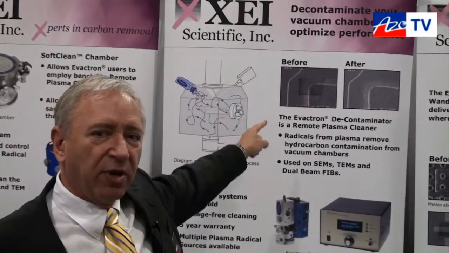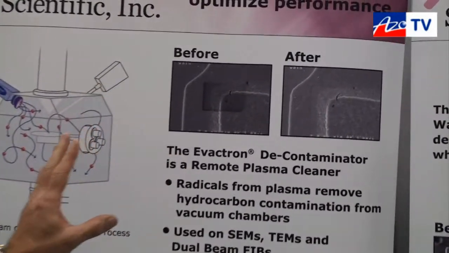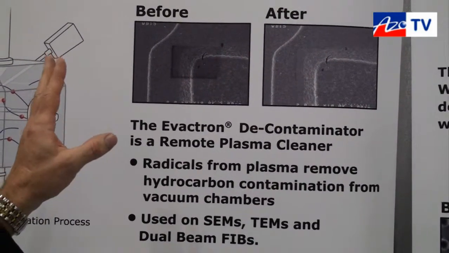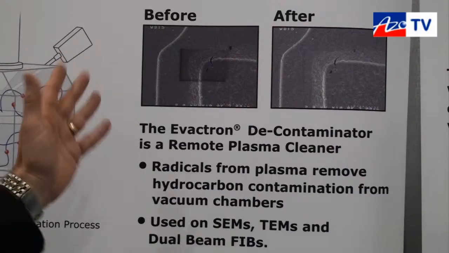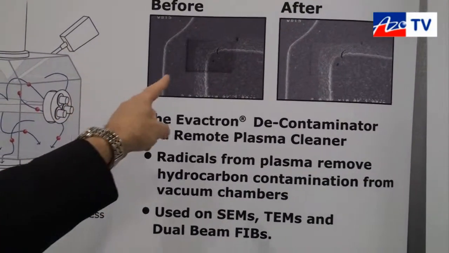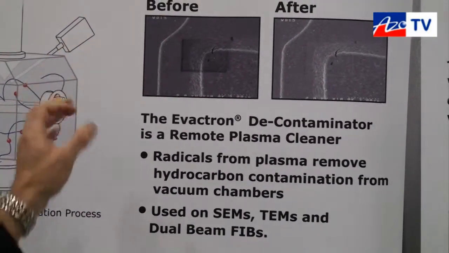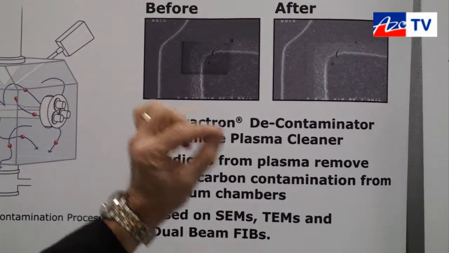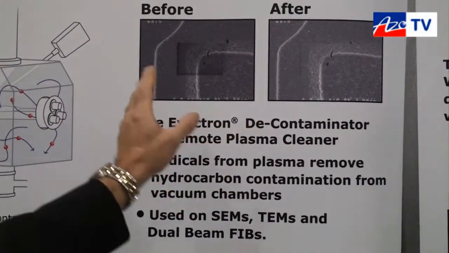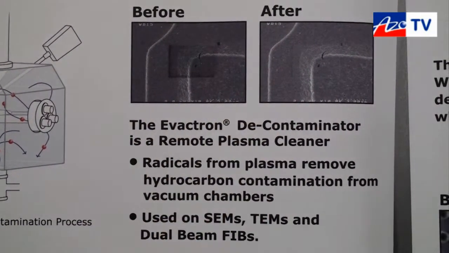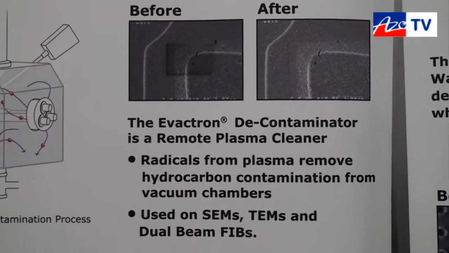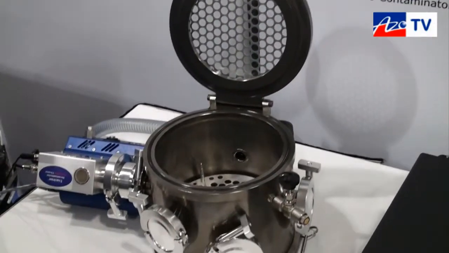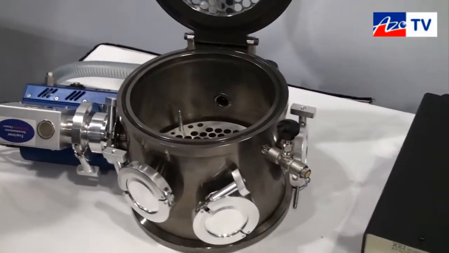If you look up here on this board, you can see the example of residual hydrocarbons that are in an electron microscope. And what happens to them if the electron beam impinges on that surface, it deposits those hydrocarbons. So you get contamination appearing in the shape of the raster. If you use our plasma, you can actually remove the contamination from the chamber and from the sample itself. So that's a before and after picture of a real world sample. We have over 1,300 of our plasma radical sources installed around the world on a number of different electron microscopes.